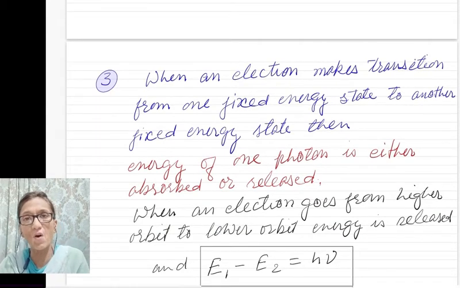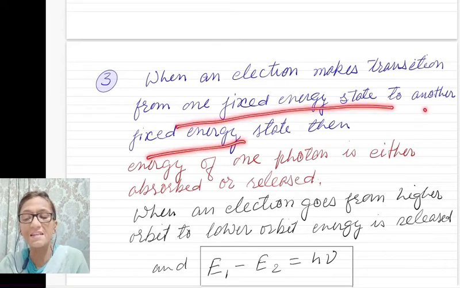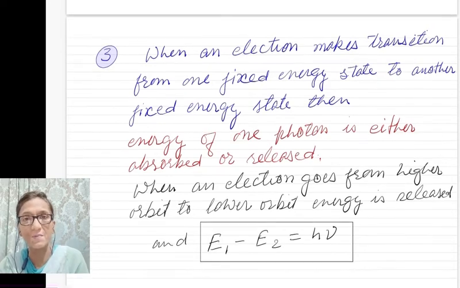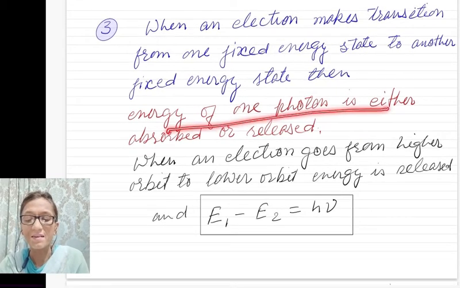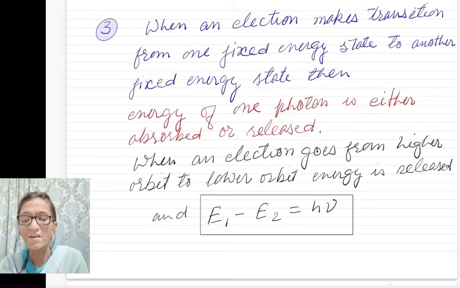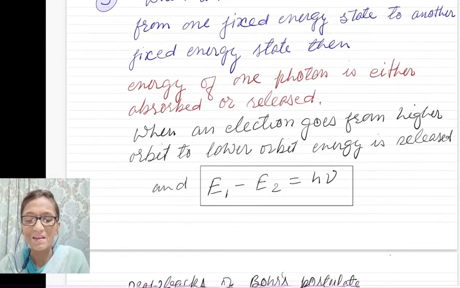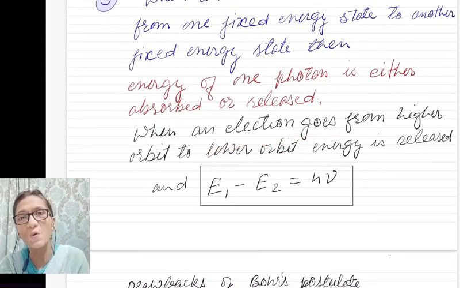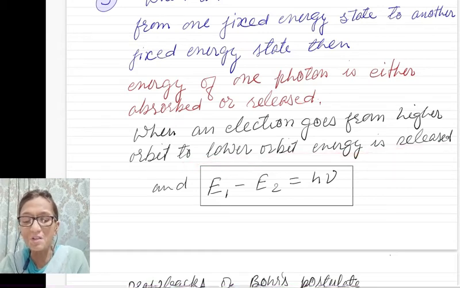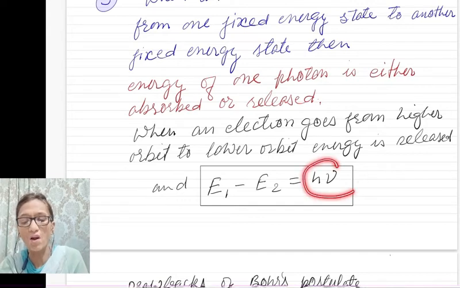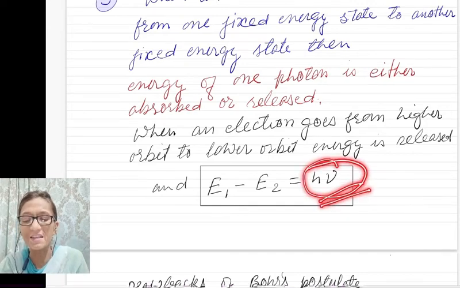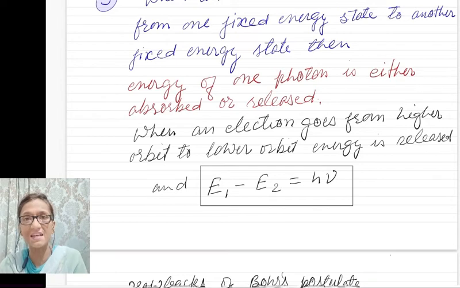When an electron makes a transition from one fixed energy state to another fixed energy state, then energy of one photon is either absorbed or released. So when an electron goes from a higher orbit to a lower orbit, it gives out one photon. It frees one photon with energy equal to h nu. And this can be seen in the diagram.